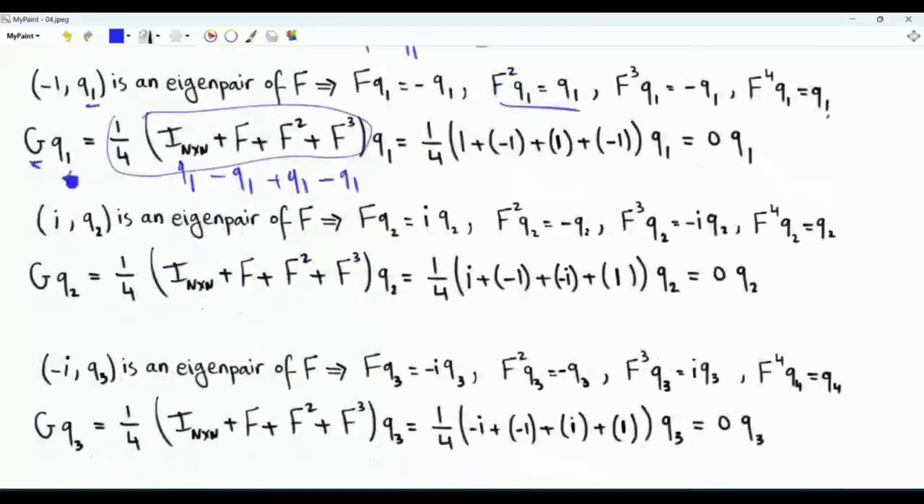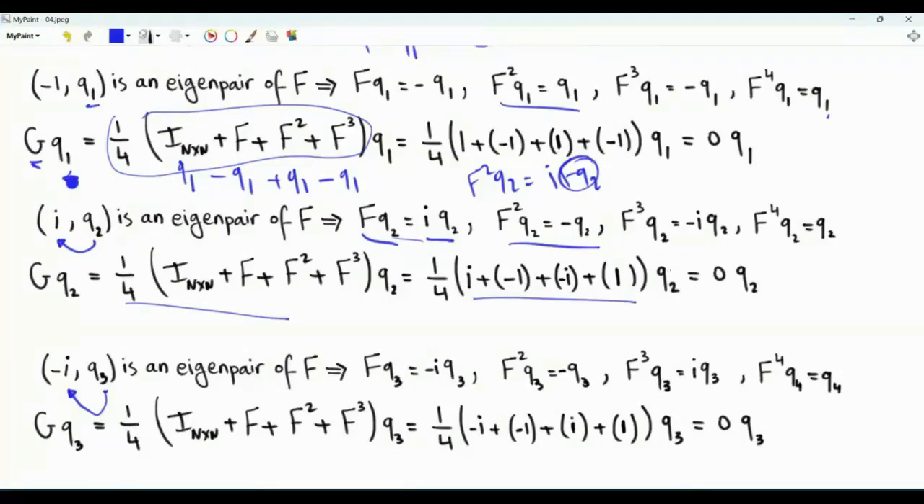The same conclusion holds if we study Q2, which is associated with I, or Q3, which is associated with minus I. For example, if F Q2 is equal to I Q2, and you multiply by F again, this will be F squared Q2 is equal to I F Q2, and this is equal to I Q2, so we get minus Q2. And then F cubed Q2 is minus I Q2, and F to the 4 Q2 is equal to Q2. Now, if we take these and examine G times Q2, we will get I Q2 minus Q2 minus I Q2 plus Q2, and this is equal to 0 Q2. And the same will happen if we examine Q3, which is an eigenvector of F associated with the eigenvalue minus I.